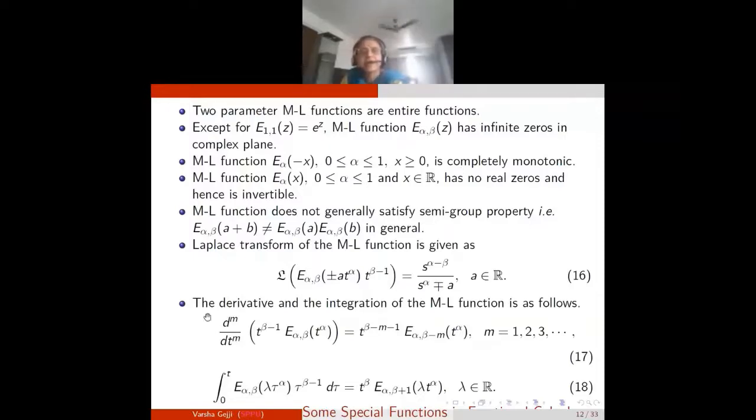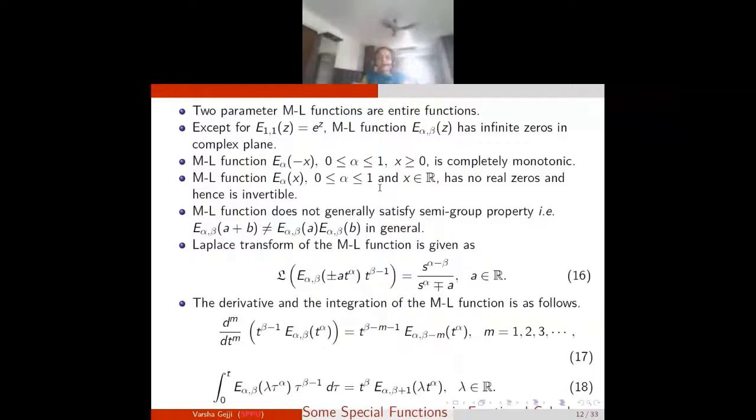E_alpha of minus x is a completely monotonic function. Then I have listed a few properties which will have very important applications. Say E_alpha(x), when alpha lies between 0 and 1 and x is a real number, has no real zeros. So like the exponential function, E_alpha(x), when alpha lies between 0 and 1, has no zeros. And this fact, we will come to see, has very important and far-reaching consequences.